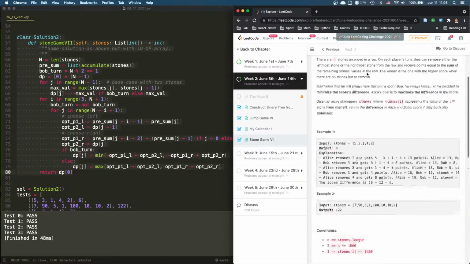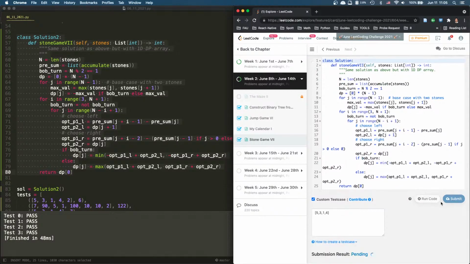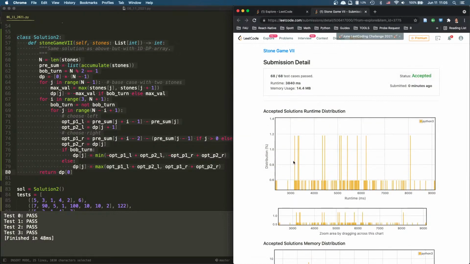Actually, let's do this. Submit. Pending. Judging. I don't see it any faster. It's pretty slow, but space complexity is definitely low. Oh no, it is faster. Much faster. Look at here.